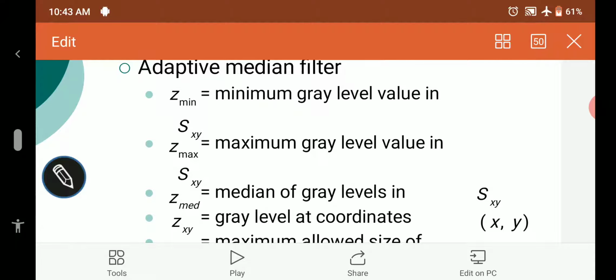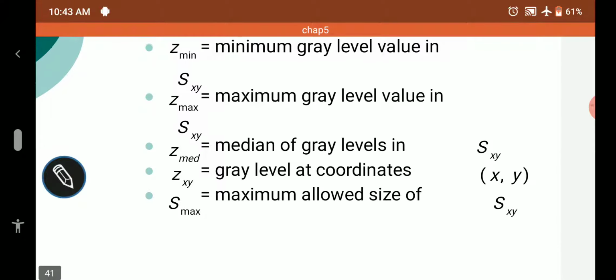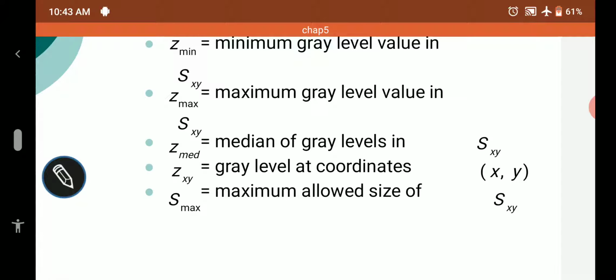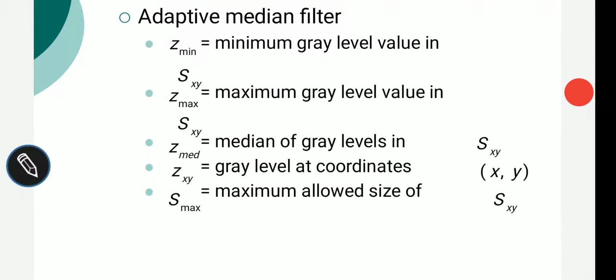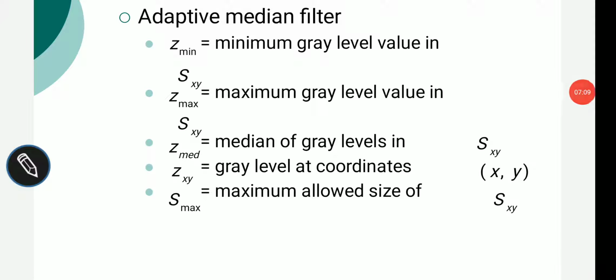Let us consider some notations. Z min is the minimum gray level value in Sxy. Z max is the maximum gray level value present in that Sxy window. Z med is the median of the intensity values in Sxy. Zxy is the intensity value at the coordinate x comma y, and S max is the maximum allowed size of Sxy.